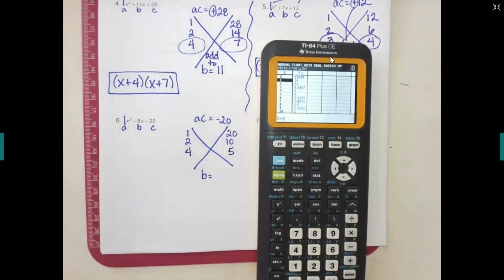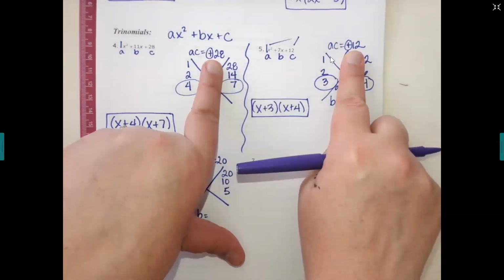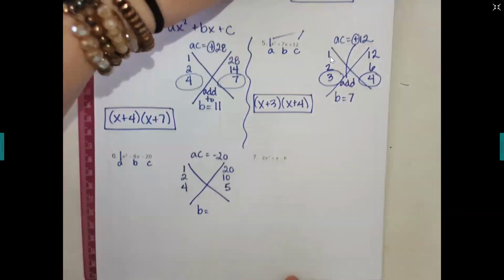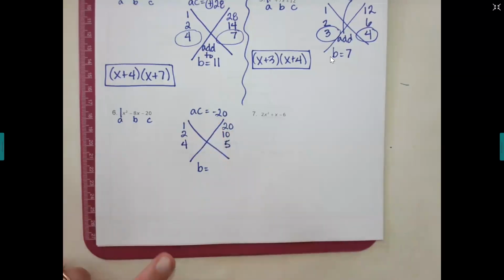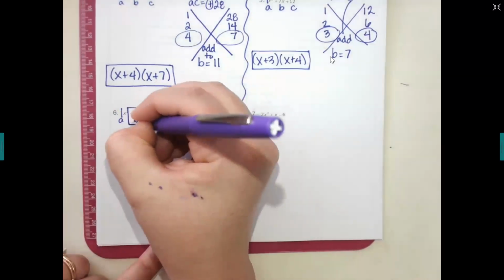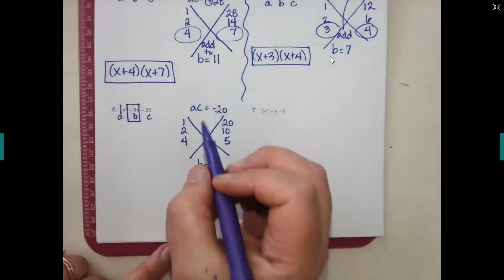Okay, now, on the other ones, I was adding because my top number was positive. For this chart, your top number is what? Negative. That means we want to subtract to get the B. So which of these numbers is going to subtract to my B, which is 8? 10 and 2, very good.